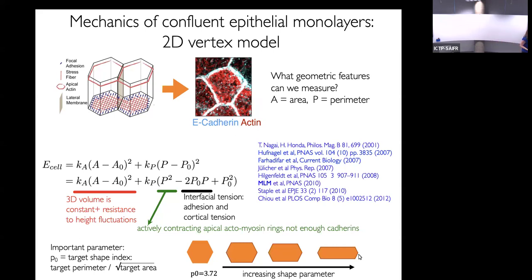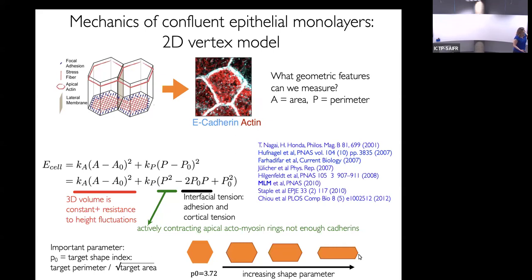It turns out you could do an expansion of this term, and it gives you a quadratic term in the perimeter and a linear term in the perimeter. There's actually good evidence from cell biology that these terms are both there. I can talk more about it, but I won't focus on it for this talk.